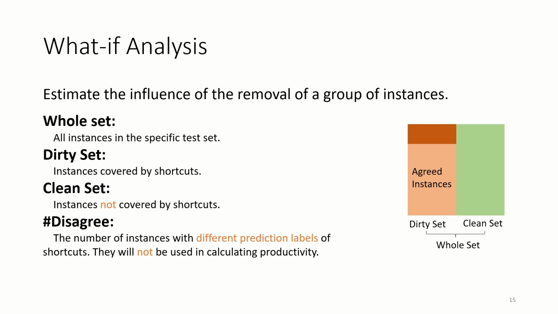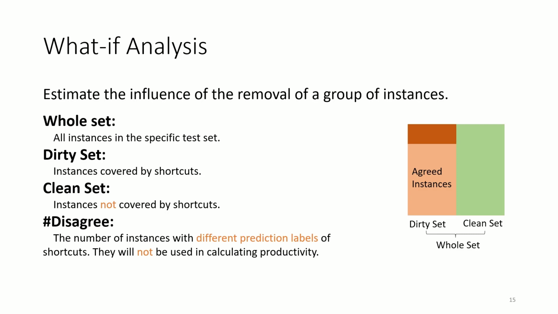To estimate the influence of the removal of a group of instances covered by shortcuts, we will calculate machine accuracy on different sets and productivity of the shortcuts. We consider dirty sets as instances covered by shortcuts and clean sets as instances not covered by shortcuts. Whole sets consist of all instances in the specific test sets. When calculating productivity for a group of shortcuts, there may exist instances with different prediction labels of shortcuts. It is counted into number of degree and will not be used in calculating productivity.